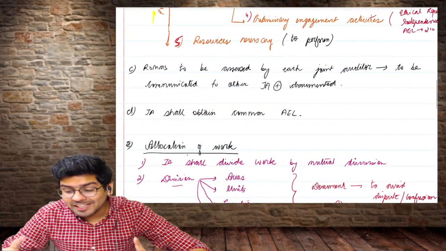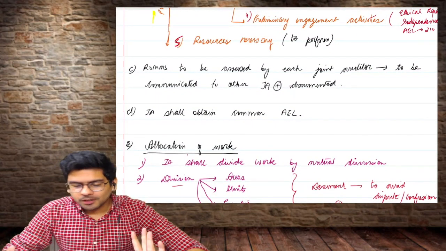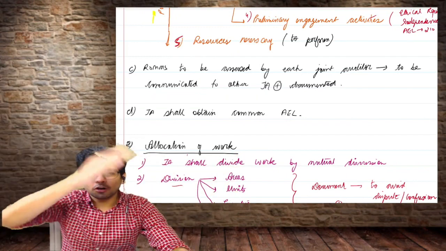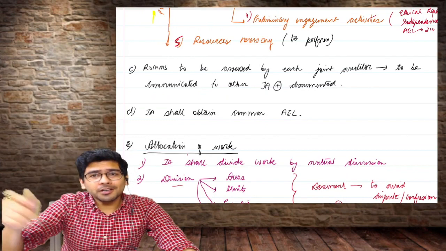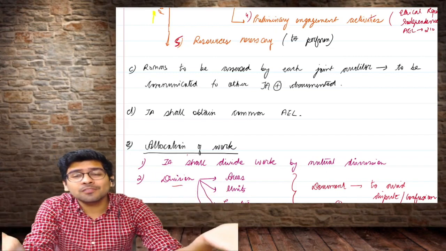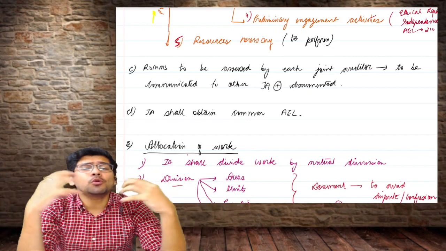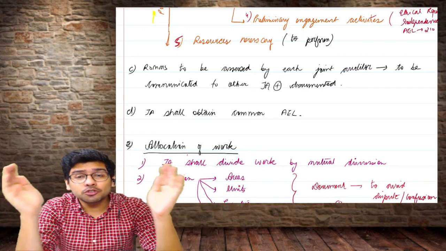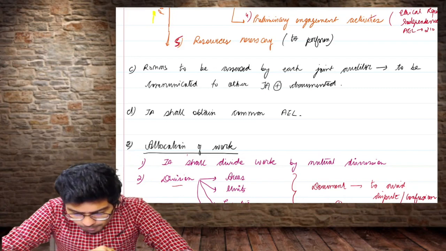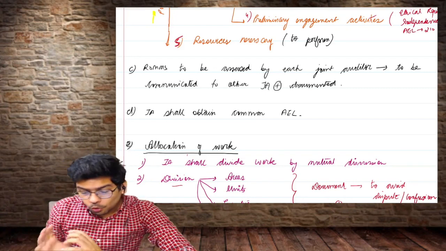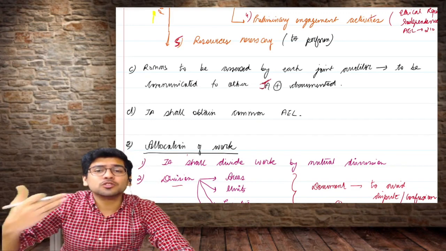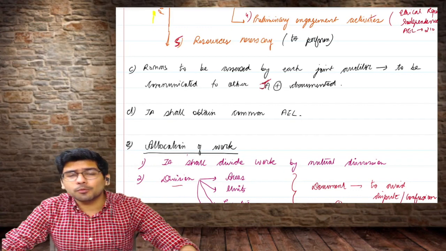ROMMS to be assessed by each joint auditor, to be communicated to other joint auditors. So let's say 4 joint auditors, we have given them the work of 4 different areas: north, east, west, south. Each joint auditor will assess their relevant internal controls and ROMMS, and whatever ROMMS they assess, they are going to communicate to all the other joint auditors. This ROMMS needs to be documented also. Let us read from the text here: it has to be communicated to other joint auditors, and it needs to be properly documented.